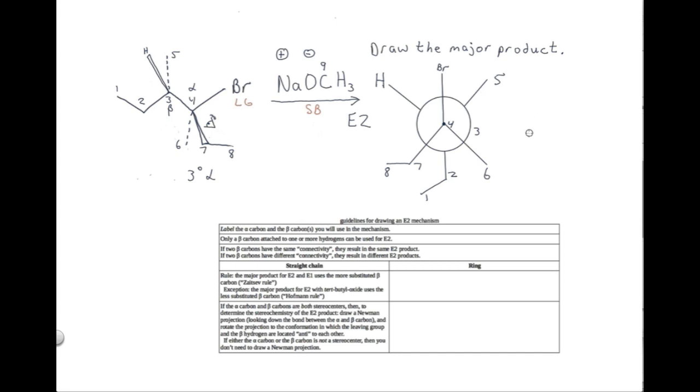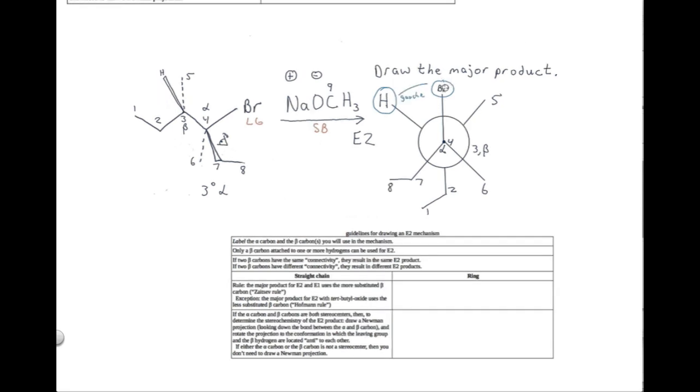Now our goal is to look at the leaving group. Here's our leaving group, and the beta hydrogen. So it would help here to label that carbon 4 is our alpha carbon, carbon 3 is our beta carbon. So here is the beta hydrogen. Now notice that in this picture, the leaving group and the beta hydrogen are gauche from each other, but we want them to be anti to each other.